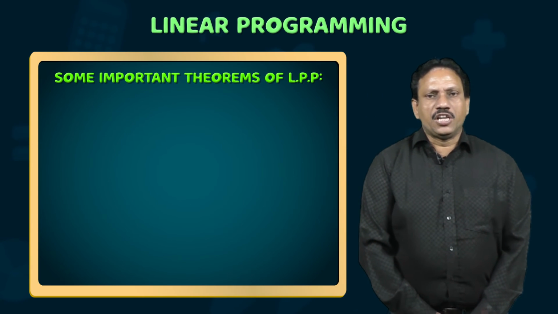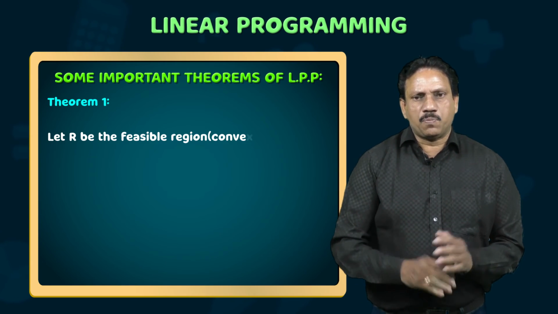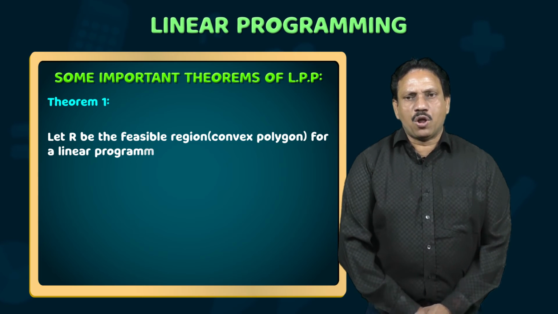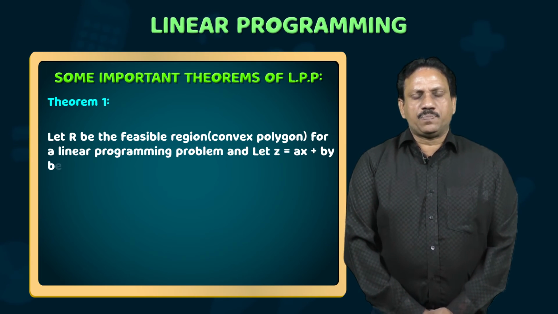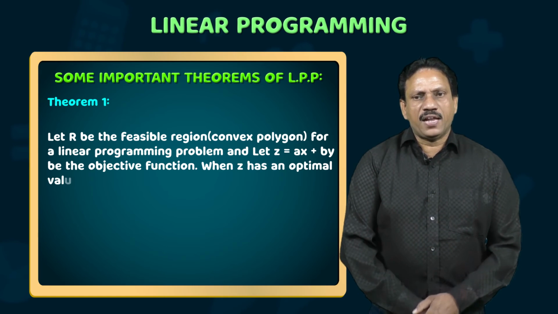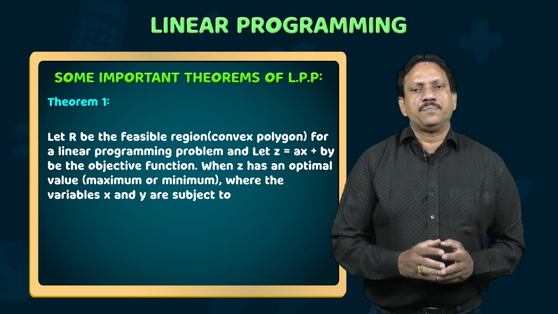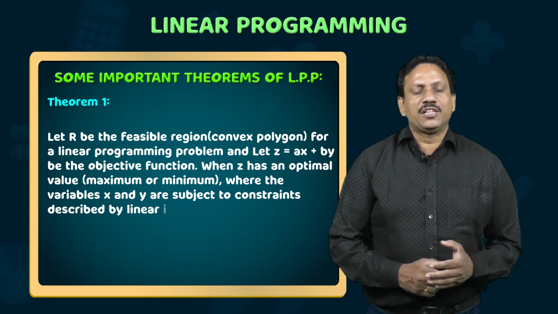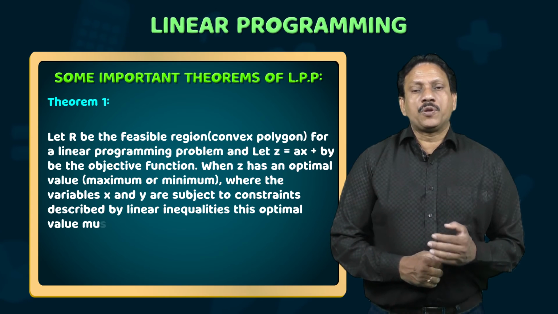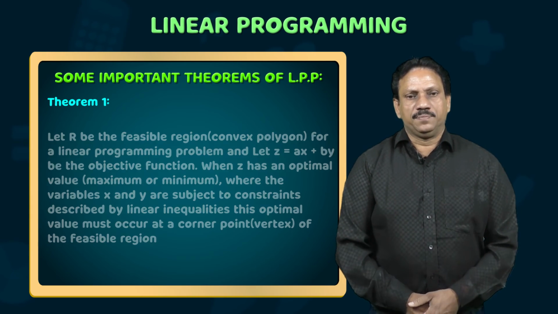Some important theorems of LPP. Theorem 1. Let R be the feasible region, a convex polygon, of a linear programming problem, and let z equal to ax plus by be the objective function. When z has an optimal value, maximum or minimum, where the variables x and y are subject to constraints described by the linear inequalities, this optimal value must occur at a corner point, a vertex, of the feasible region.